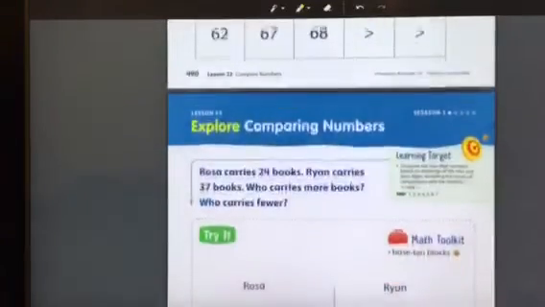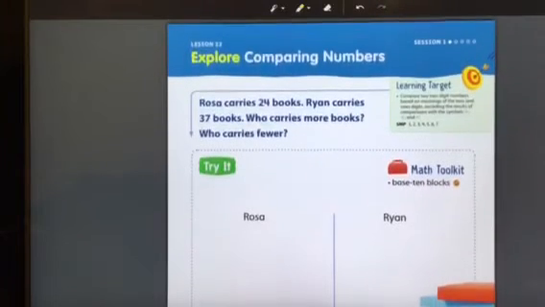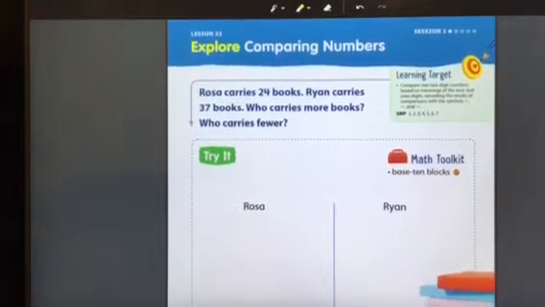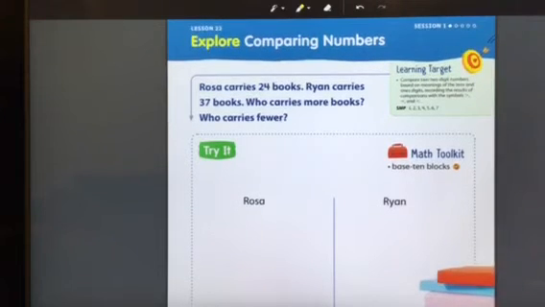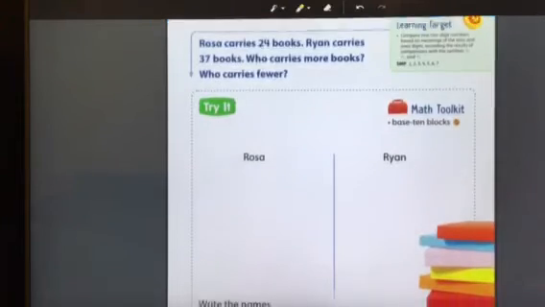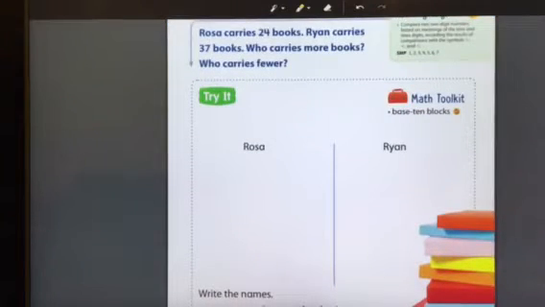All right, we're going to move into the lesson. So if your child could please have out their manipulatives to help us get through this lesson, they will probably need those. So lesson 22, session 1 is exploring comparing numbers. Rosa carries 24 books. Ryan carries 37 books. Who carries more books? Who carries fewer?